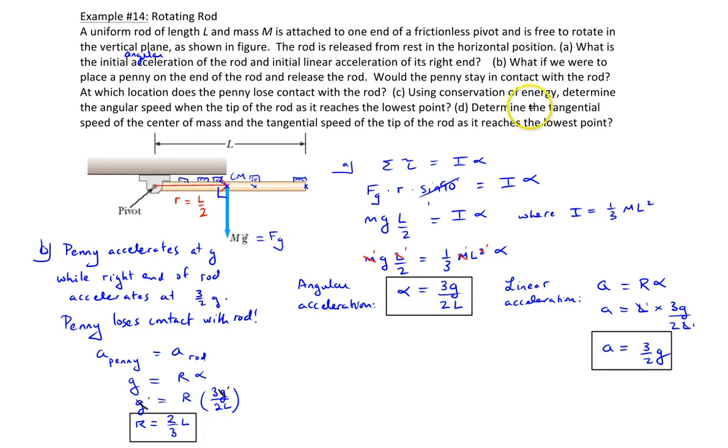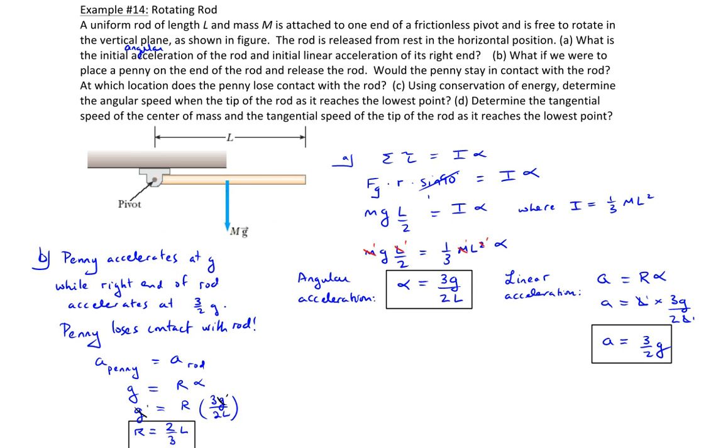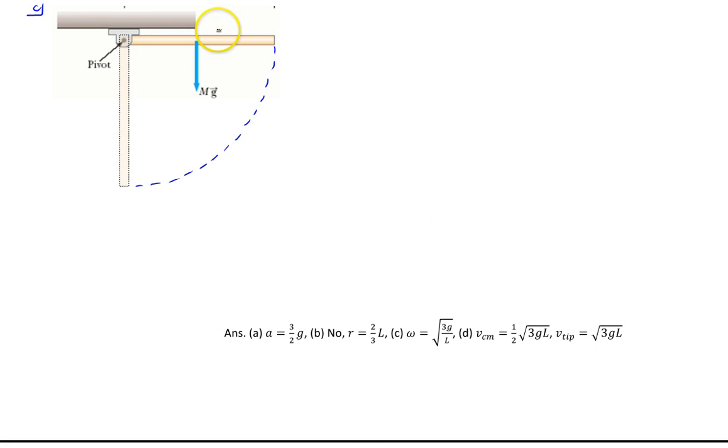We're going to be using the conservation of energy to determine the angular speed when the tip of this rod is at the very lowest point. So let's take a look at part C down on the lower part of the page. I'm going to redraw this diagram down below. And so here I have the picture of the rod initially, and this is at the very bottom finally.